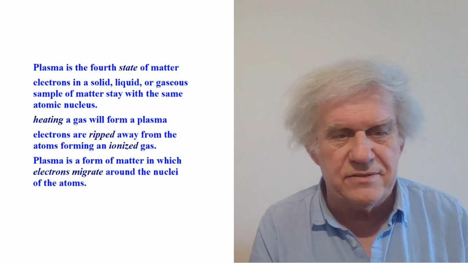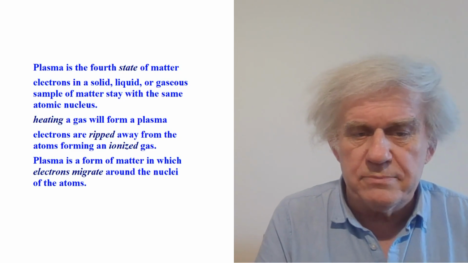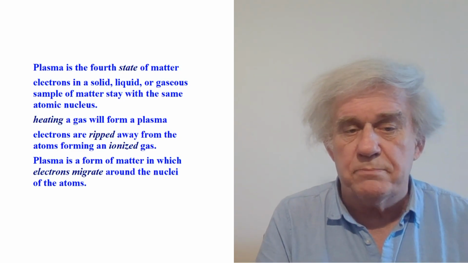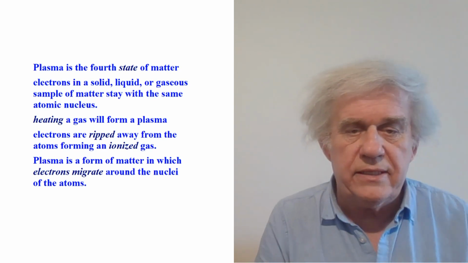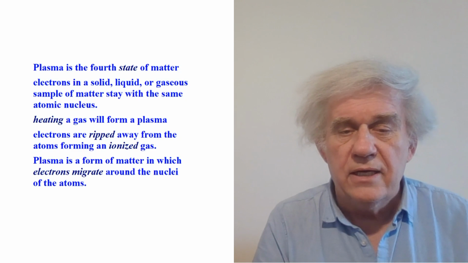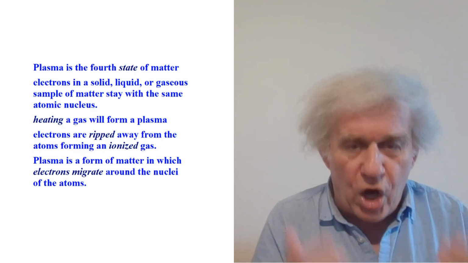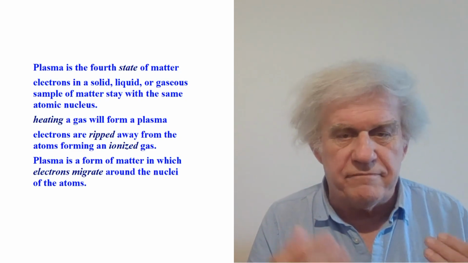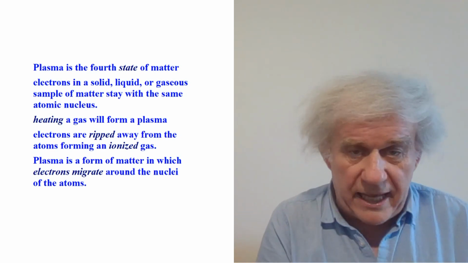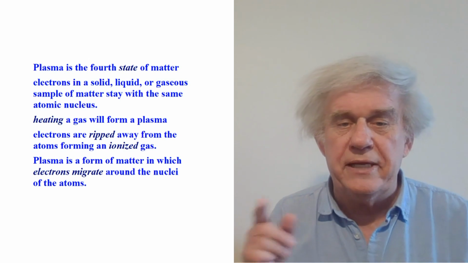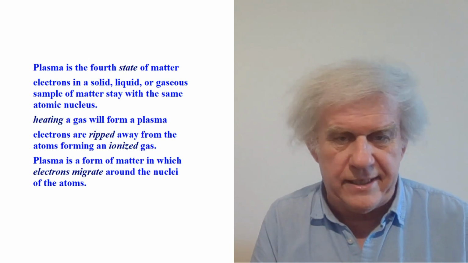And it takes 100 years for these people to understand that. Plasma is a form of matter in which electrons constantly migrate around the nuclei of the atoms. So plasma is always in motion. If you take a picture of plasma, that picture is not a plasma. You can't call that plasma, because plasma is always in motion. You're reading more into the picture than what is there.